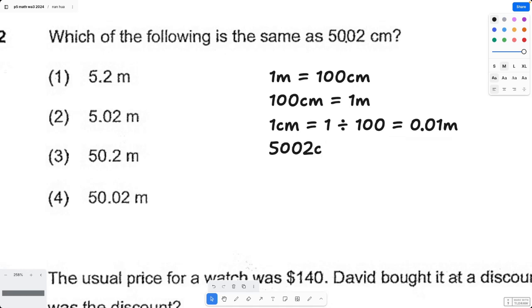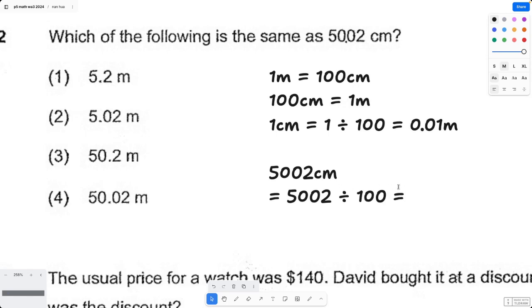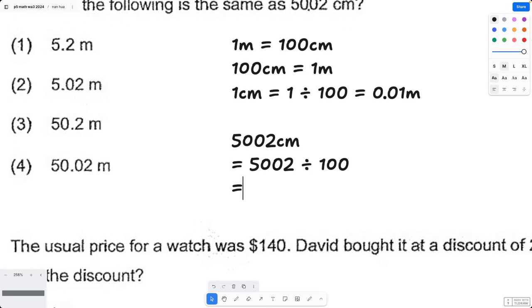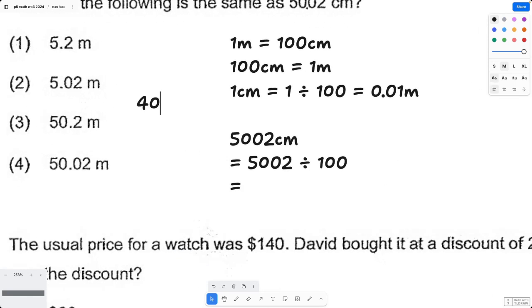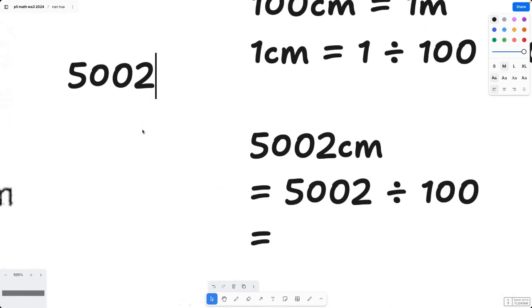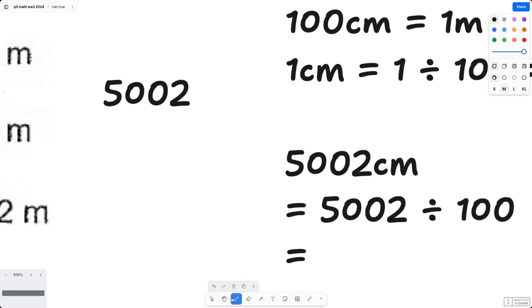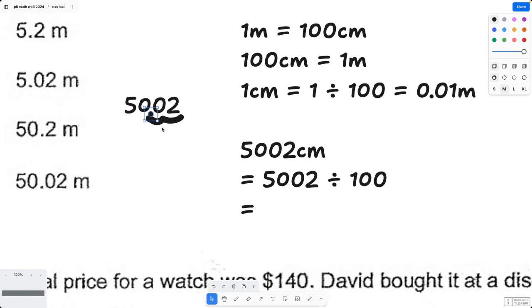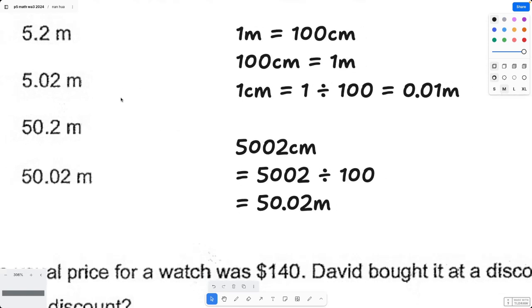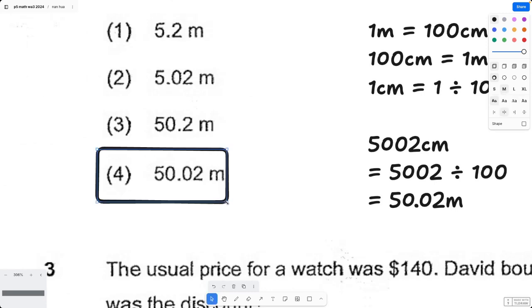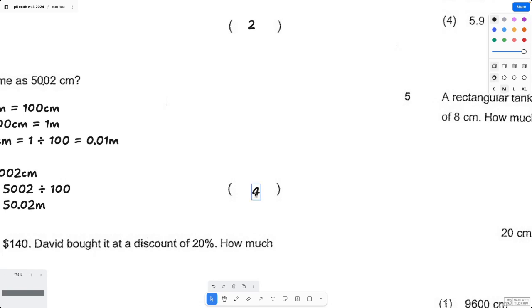So that means 5,002 centimeters is equal to 5,002 divided by 100 in this case. Let's do that. So 5,002, we have two zeros again, so we move the decimal place two places to the left. We do 1, 2, and the decimal place will move here. It looks like a smiley face ish. It will be 50.02 meters. And where can you get 50.02 meters? In this case, it is option number 4. And that's it. The answer is 4.